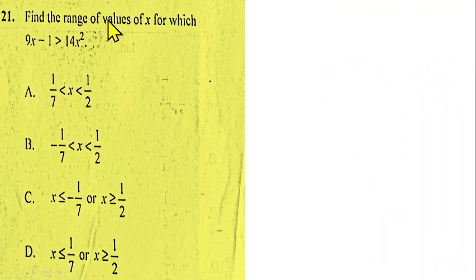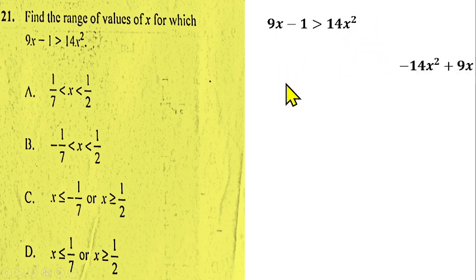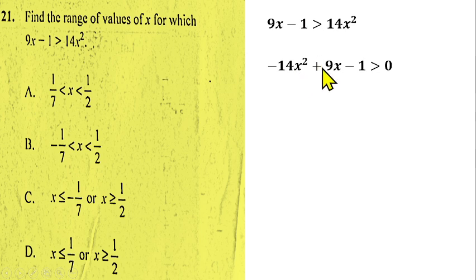Question number 21 is from quadratic inequalities. You have to find the range of values of x for which 9x minus 1 is greater than 14x squared. So if you collect like terms, take this to this side, you have minus 14x squared plus 9x minus 1 greater than 0. So you can now solve this left hand side using the way of solving quadratic equations. So minus 14 multiplied by minus 1 gives us 14.